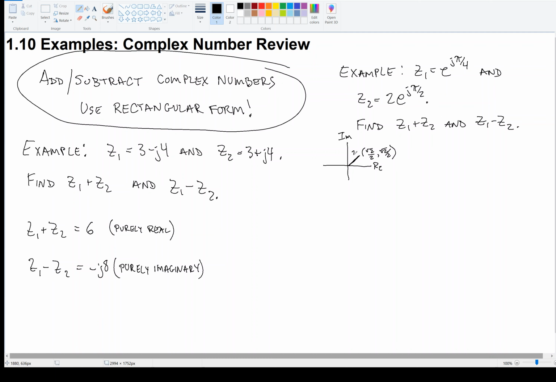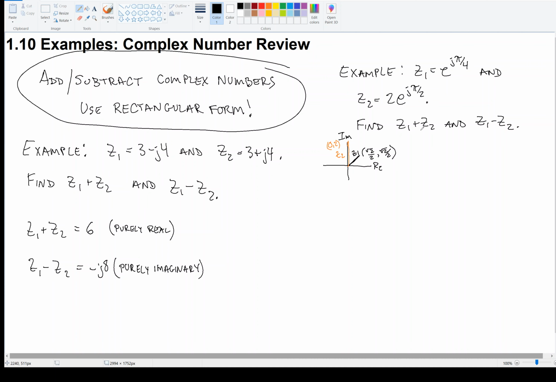So this is Z1. Z2 has a length of 2 and an angle pi over 2. So that's way up here. Angle pi over 2 is way up here. So this is just the point 0, comma 2. That's Z2.